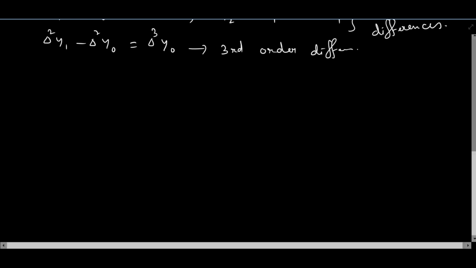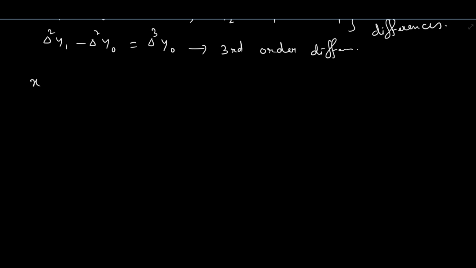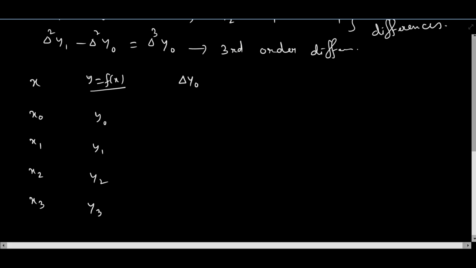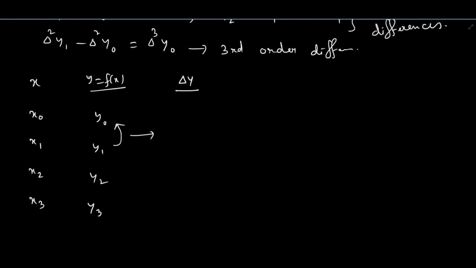You see, suppose these are some arguments: x0, x1, x2, x3, and then suppose f of x, or you can write y, or f of x, anything you can write. These are entries. So corresponding entries are suppose y0, y1, y2, and y3. So you can take more also, no problem. So first order difference, delta y0, or you can write simply delta y. So how to find delta y? This minus this. So let us write it in between.